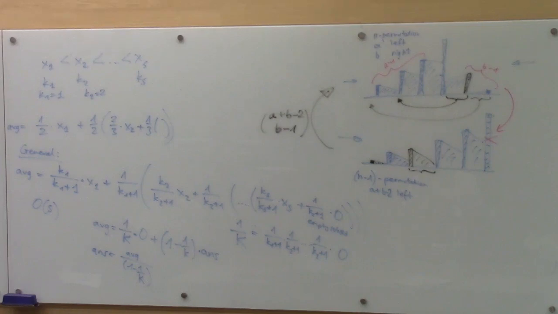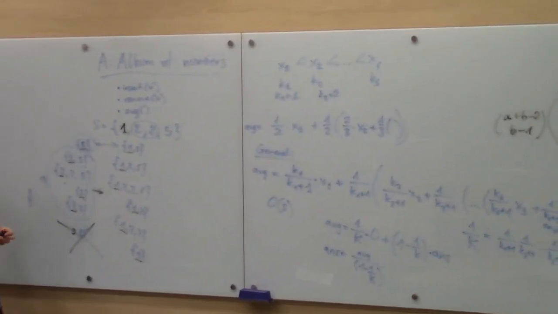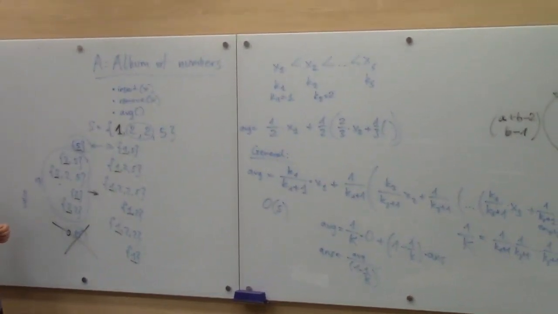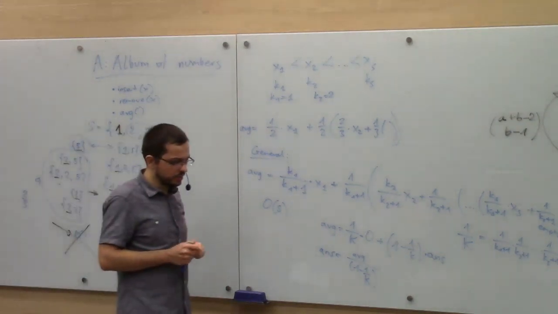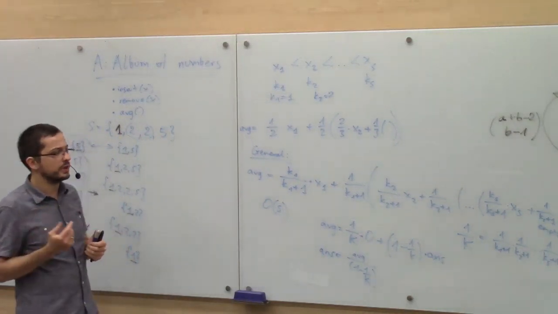Okay, so that's how you get rid of this empty subset. But still, this will result in a pretty slow solution when we want to recalculate this average from scratch every time we insert or remove elements from the structure. So how do we tackle this? We can do this in two different ways.